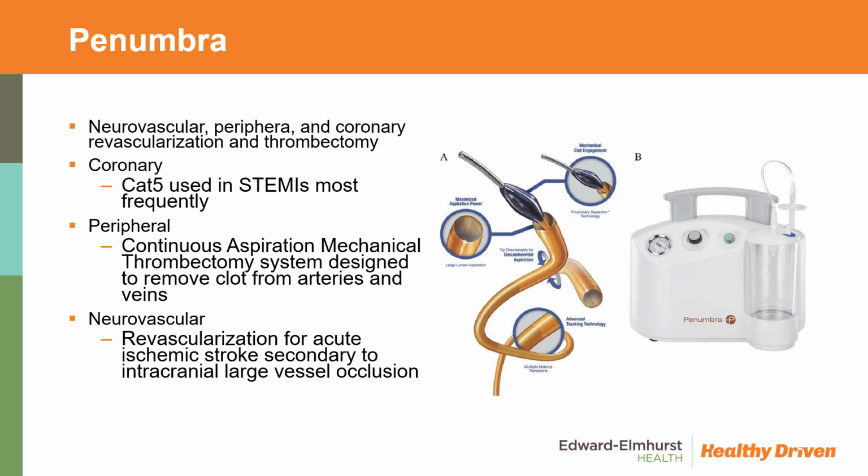Penumbra is another thrombectomy device used for neurovascular, peripheral, and coronary revascularization and thrombectomy. For coronary, we use the Cath 5, used mostly in STEMIs for that new acute clot. Peripheral, we have the continuous aspiration mechanical thrombectomy system designed to remove clot from arteries and veins. And neurovascular uses it as well for revascularization for acute ischemic stroke, secondary to intracranial large vessel occlusion.